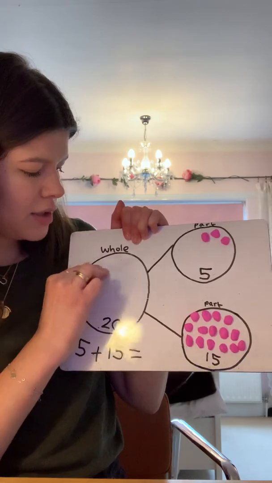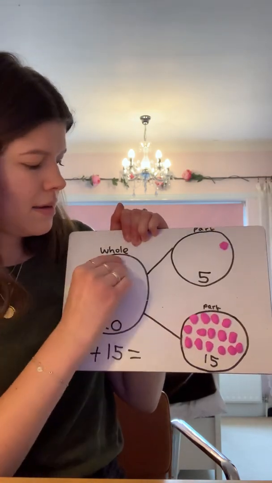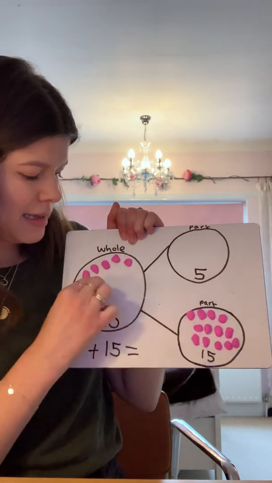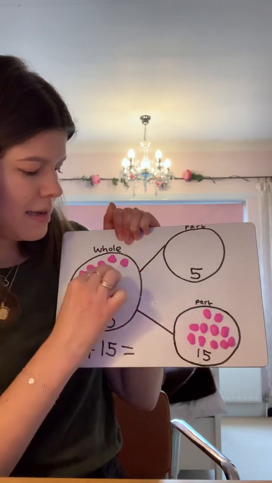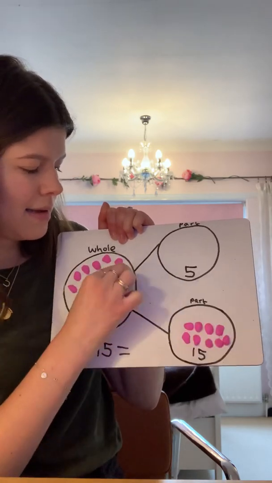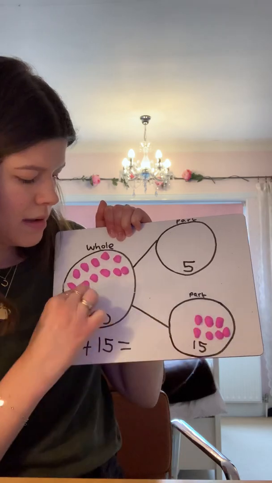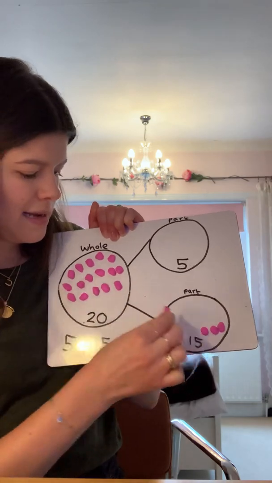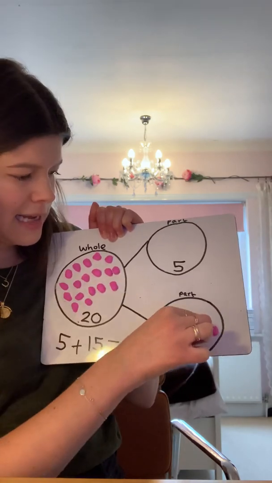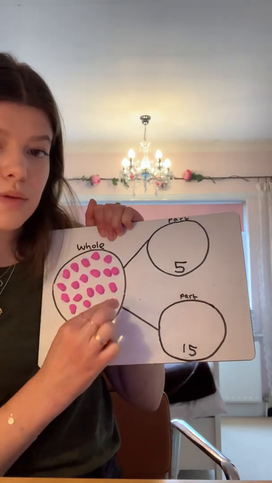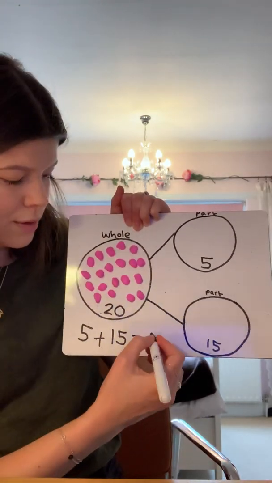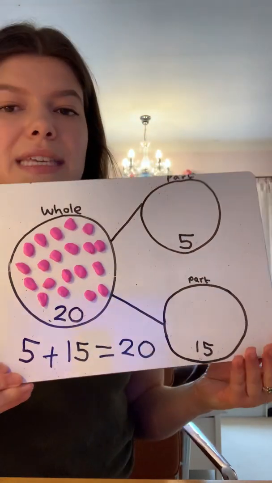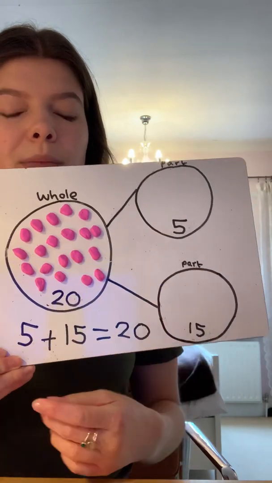1, 2, 3, 4, 5. I keep counting. I count on 6, 7, 8, 9, 10, 11, 12, 13, 14, 15, 16, 17, 18, 19, 20. So it equals, or is equal to, 20, okay? And you can see that I've used all those numbers in my equation, okay?